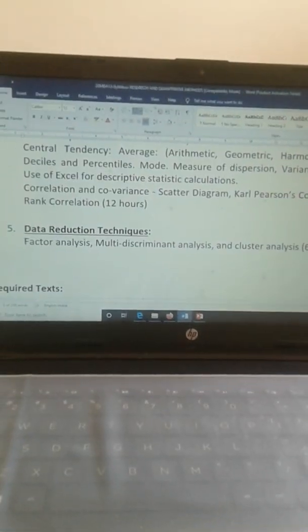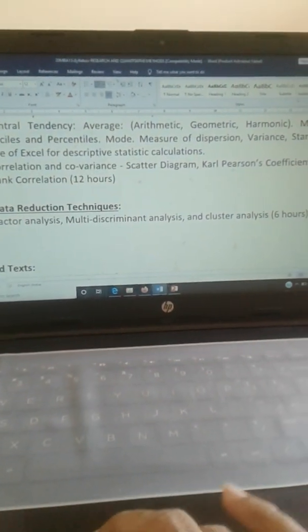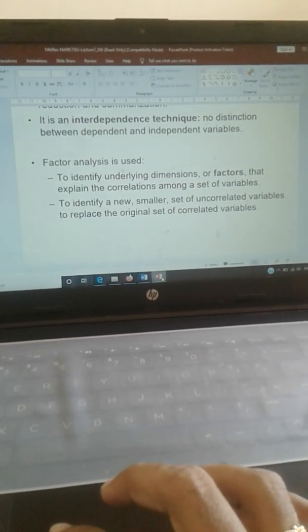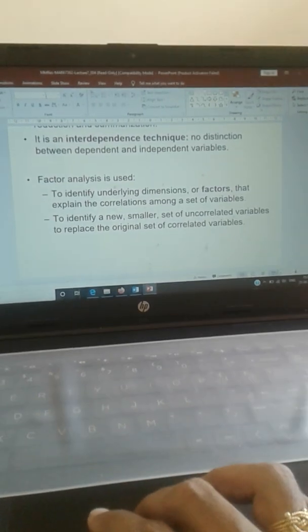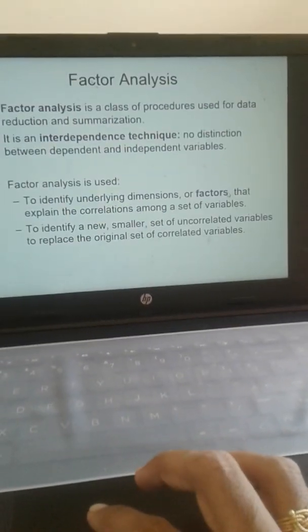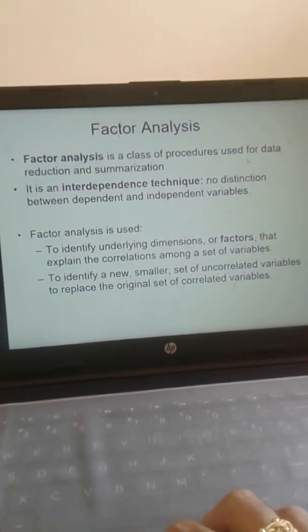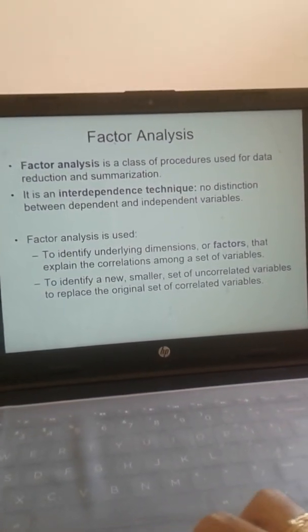Alright, so we'll start with the fifth module, that is factor analysis. In factor analysis, we'll first try to see what the definition of that is. So factor analysis is basically a class of procedures used for data reduction and summarization.